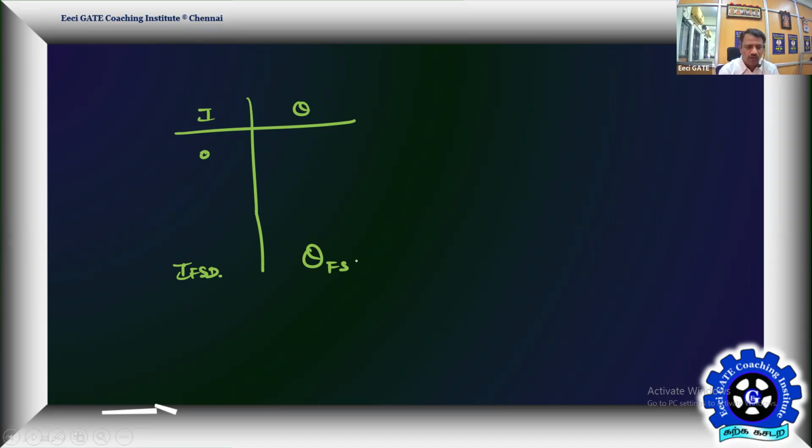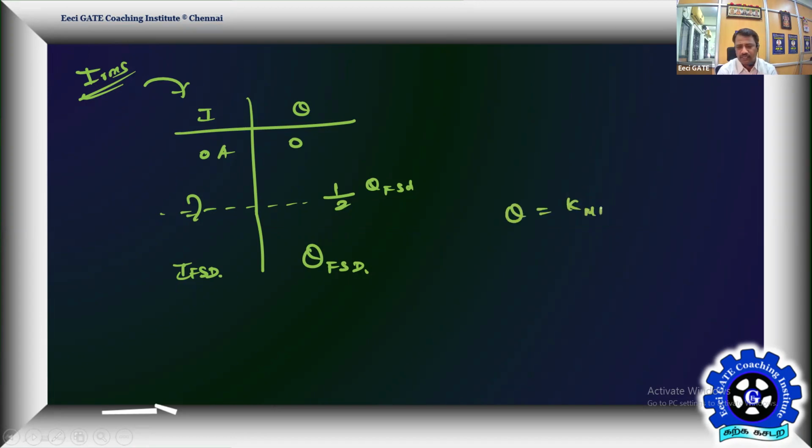Now tell me what will create off scale deflection, meaning beyond theta FSD. Zero current, zero amps, gives zero deflection. The I here is nothing but the RMS, because the moving iron reads only the RMS current. So what current will produce off scale deflection? That will conclude the problem. What is theta? Theta is equal to the moving iron instrument constant times I square RMS.